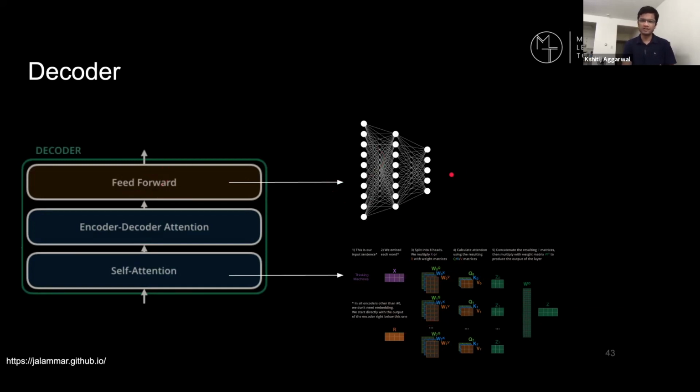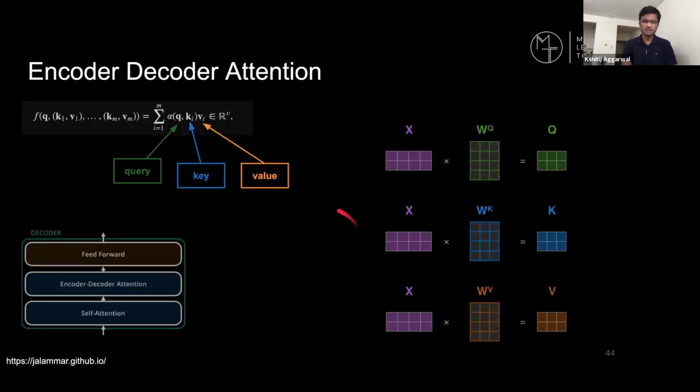Again, a fully connected multi-layer perceptron, which can convert from any input dimension to an output dimension of our choice. This encoder-decoder attention is something different from these two, which is very slightly different. So as we have seen in the previous slides, this is the attention scoring function.